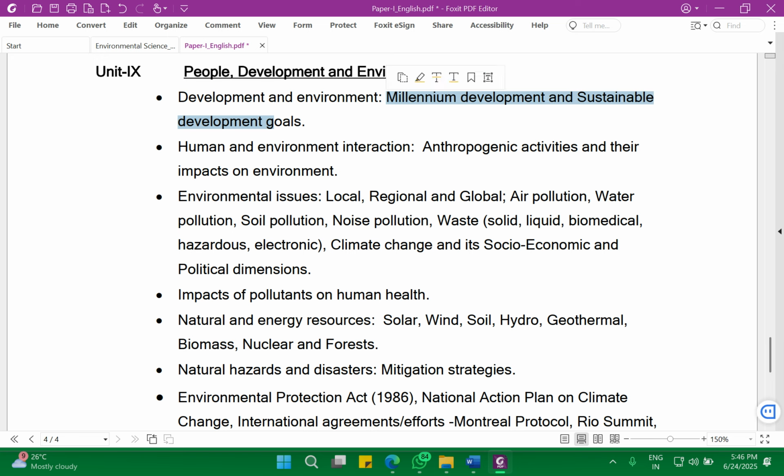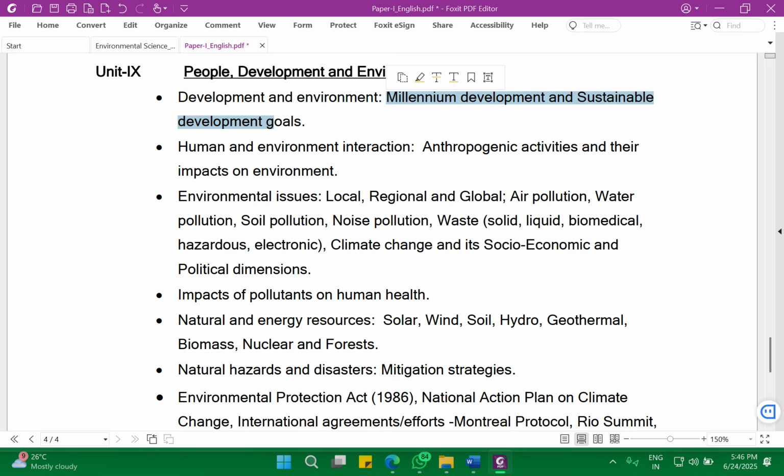So there are 17 development goals. They may ask, goal 4 is related to what? Quality education. Goal 13 is what? It is combating climate change. So those kind of questions they may ask.